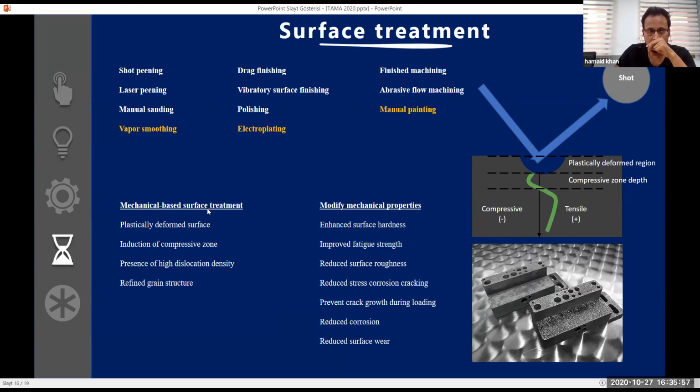So these mechanical-based surface treatments deform the surface plastically, introduce compressive zones, and introduce more dislocations in the structure that can walk in the opposite direction to prevent crack growth, and also somehow refine the grain structure. So it improves the mechanical properties overall, like improving stress corrosion performance, fatigue resistance, corrosion resistance, and also wear resistance.